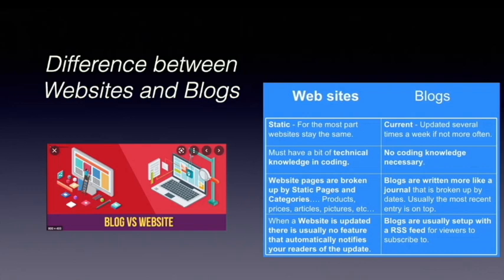In websites, pages are broken up by static pages and categories, but in a blog, blogs are written more like a journal. They are not broken up by dates. Usually the most recent entry is on the top, like we use in Google Classroom.